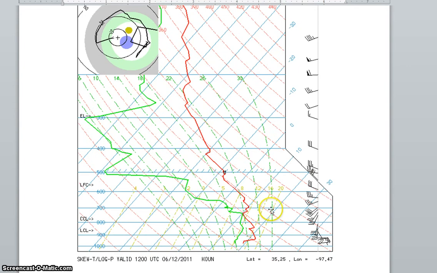Now here's a look at an actual balloon sounding as it went through the atmosphere. We took the measurements and put them on a chart. The red line represents the temperature as the balloon was going up through the atmosphere. The next line over, this green line, represents the dew point temperature. So you can see how they change.